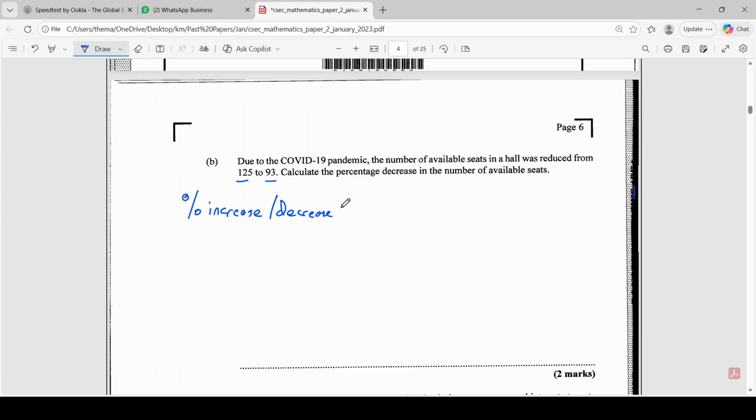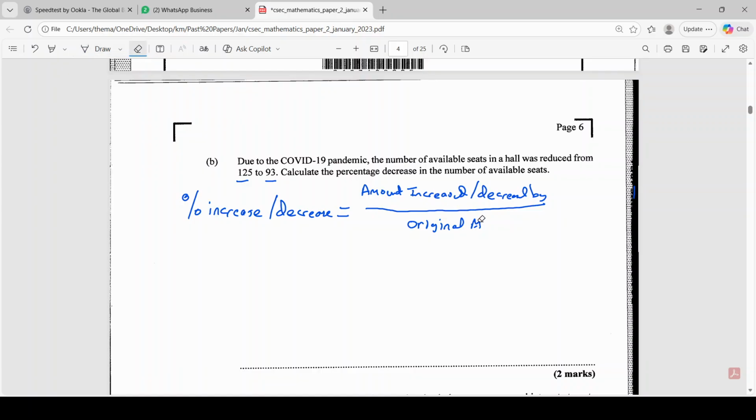Right, so our percent increase or decrease is given by the amount increased or decreased, depending on which one they're asking, by, over the original, multiplied by 100.